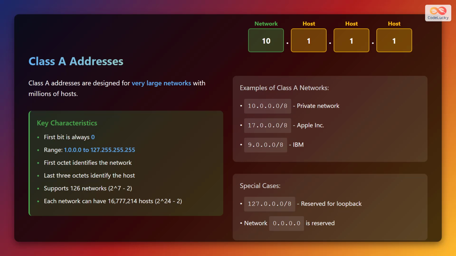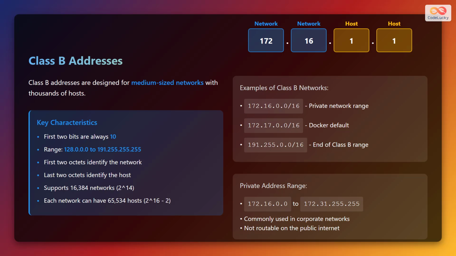Here we can see the network and host portions of a Class A address. The first octet is the network and the last 3 octets are the host. Some examples of Class A networks are 10.0.0.0/8. This is a private network. 17.0.0.0/8. This belongs to Apple Incorporated, and 9.0.0.0/8 belongs to IBM. There are some special cases to keep in mind. 127.0.0.0/8 is reserved for loopback addresses, and the network 0.0.0.0 is also reserved.